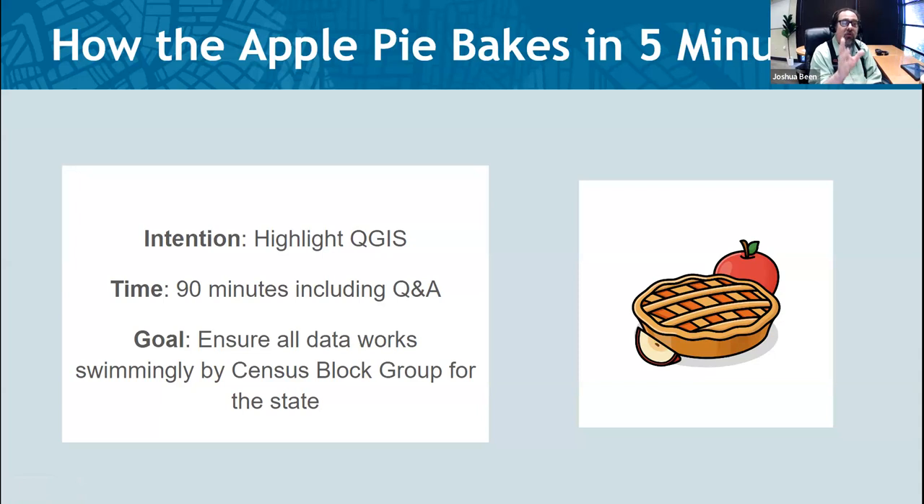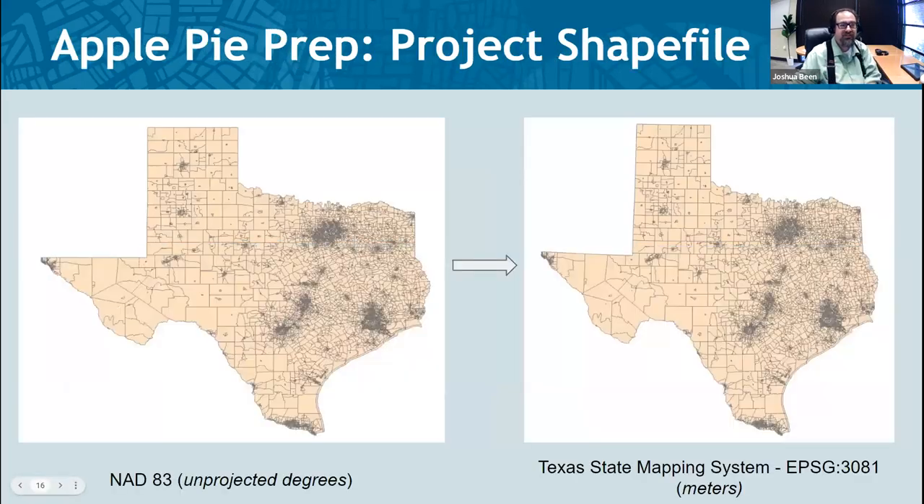We want to ensure that all of the data is going to work smoothly and swimmingly by the census block group. And if you can switch. All right. So we made a couple of adjustments to the data so that it could work smoothly for this webinar. The first thing we did is that the census tract shapefile, the block group shapefile that we downloaded from IPUMS NHGIS was unprojected, the image on the left, meaning that the measurements and locations were still in degrees, decimal degrees, as opposed to a linear measurement.